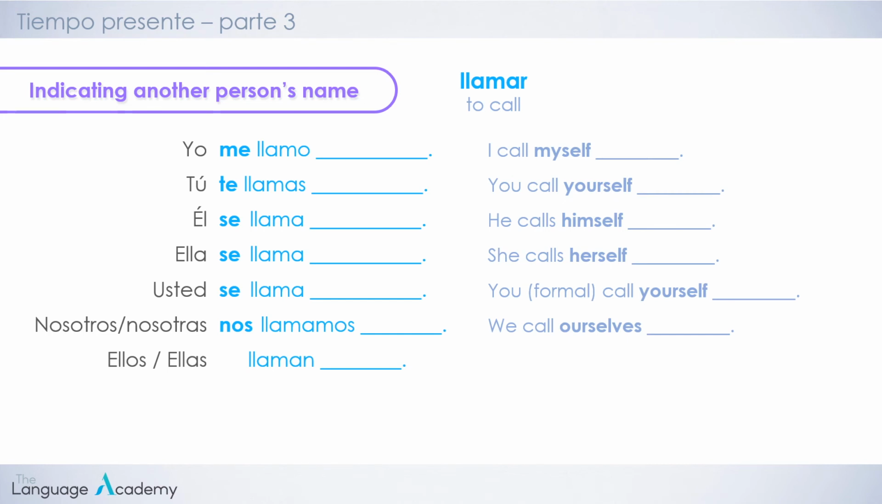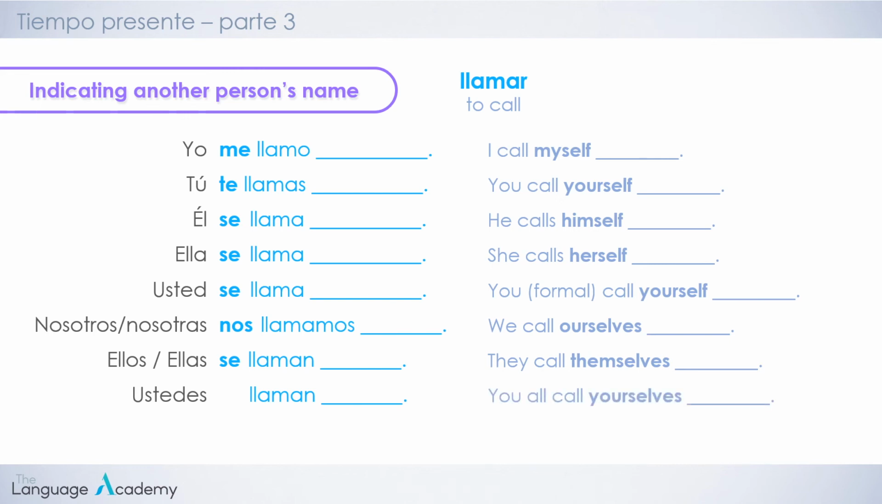Ellos, ellas, the verb is conjugated as llaman. But we need to say they call themselves. The word for themselves is se. Ustedes. Remember, this means you all. The verb is conjugated as llaman. And we need to say you all call yourselves. That's se llaman. This phrase is understood as your names are. But in the next exercise, we will be using ellos and ellas se llaman, meaning their names are.